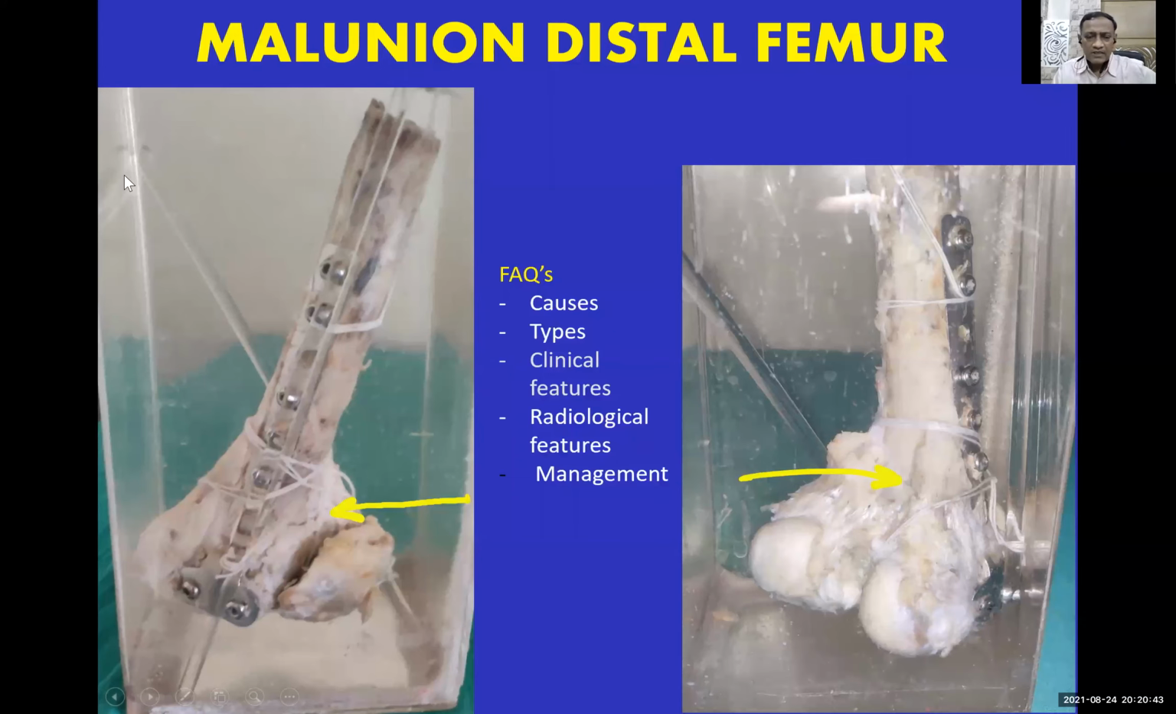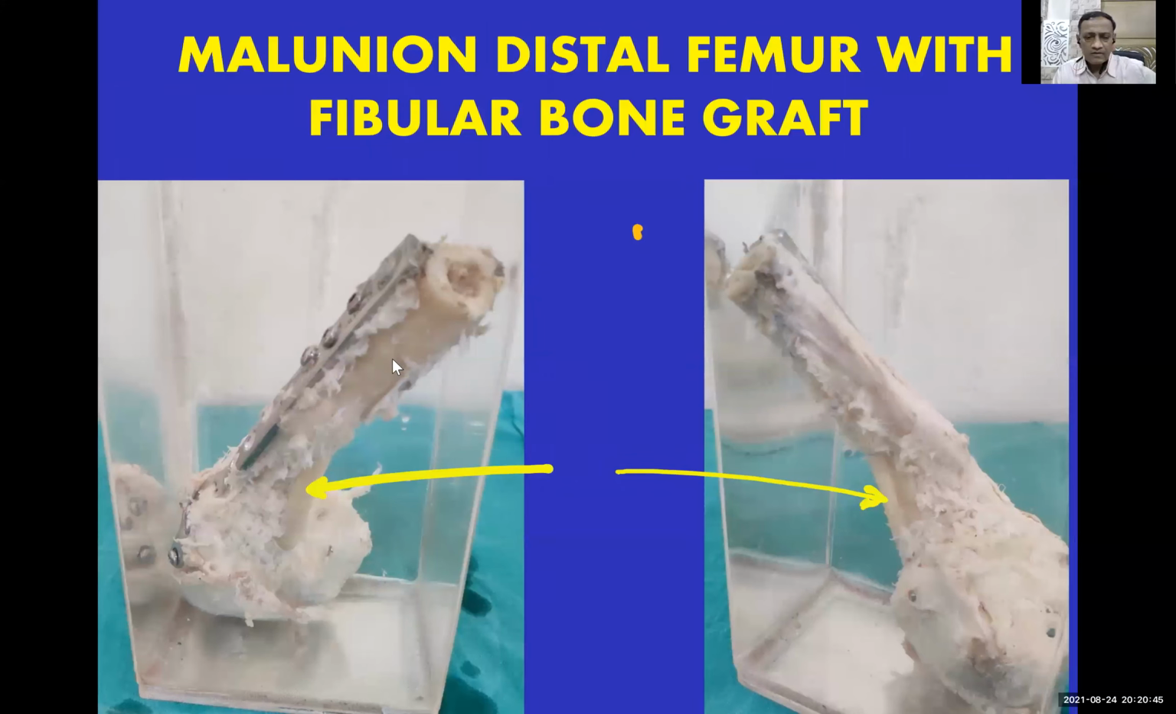This is another specimen of the distal femur. This was actually a non-union, which was fixed with a lateral condylar plate and fibular graft. Actually, I did this surgery, but unfortunately it went into slight malunion, and the patient developed peripheral vascular disease after 10 years, for which he underwent amputation. So I dissected out the distal femur as well as the proximal tibia.